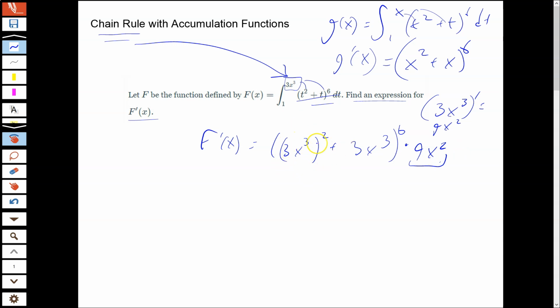Now we should simplify these if we can. So notice we have a power to a power. 3 squared is 9, x to the 6th, plus 3x to the third to the 6th, and then we'll just leave it like this, times 9x squared. We don't need to expand that binomial to the 6th power or anything. So that's our derivative. Again, it's just this upper bound that we need to worry about. When that is a function of x besides just plain old x, we need to use chain rule.